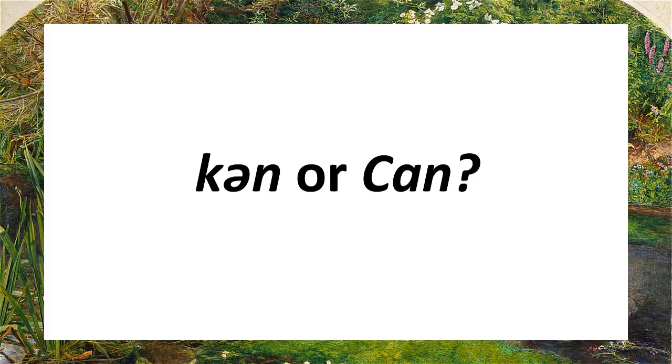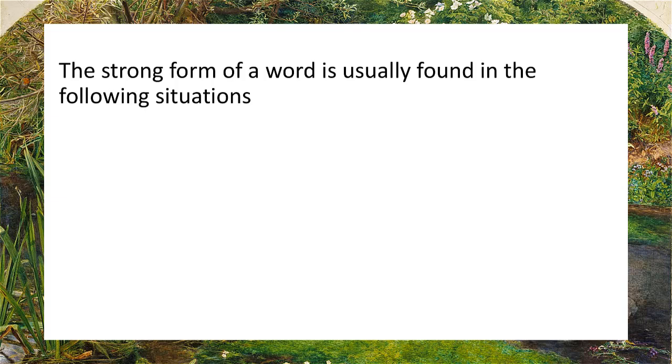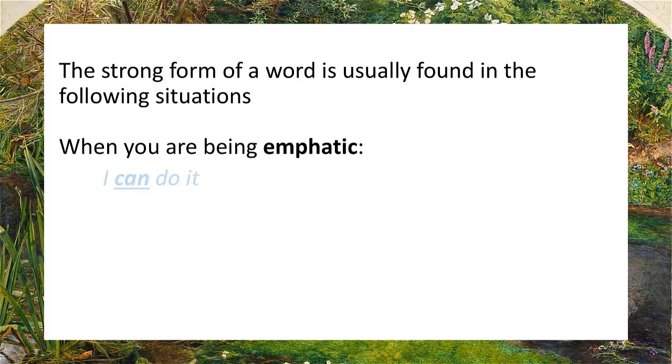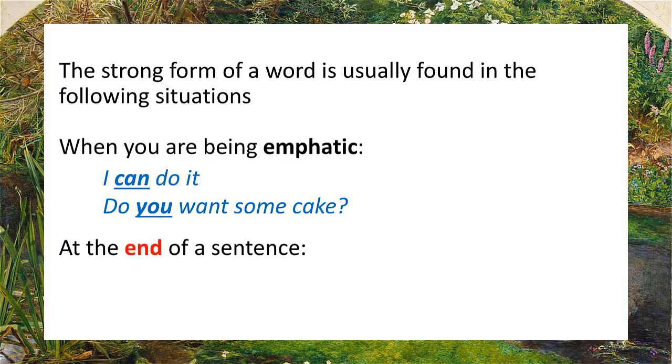But just as we can use words in their weak form, so we can also pronounce them in their strong form. The strong form of a word can be used in several situations. For example, when you are being emphatic. I can do it. Do you want some cake? It's also found at the end of a sentence. What's it made of?